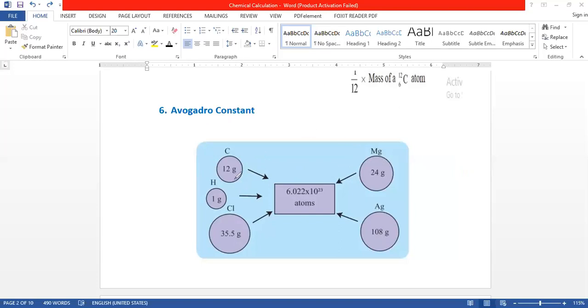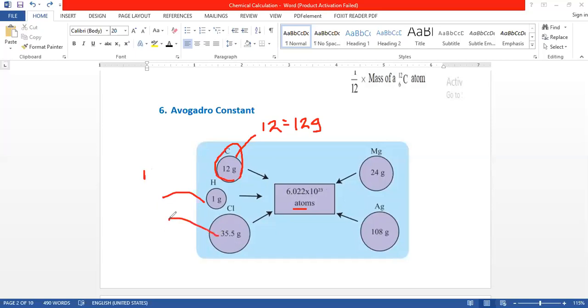Look at this one. This is the interesting part. Carbon. What is that? The relative atomic mass of carbon is how much? 12. So if you take 12 gram, look at that, it will have 6.022 into 10 to the power 23 atoms. Look at this one. The relative atomic mass of hydrogen is 1. If you take 1 gram, it will have 6.022 into 10 to the power 23 atoms.